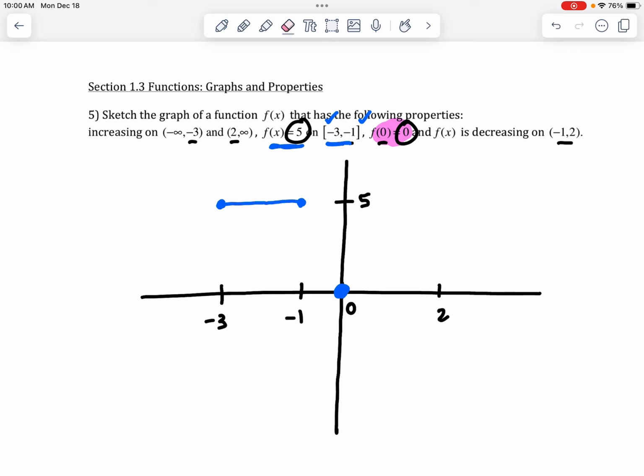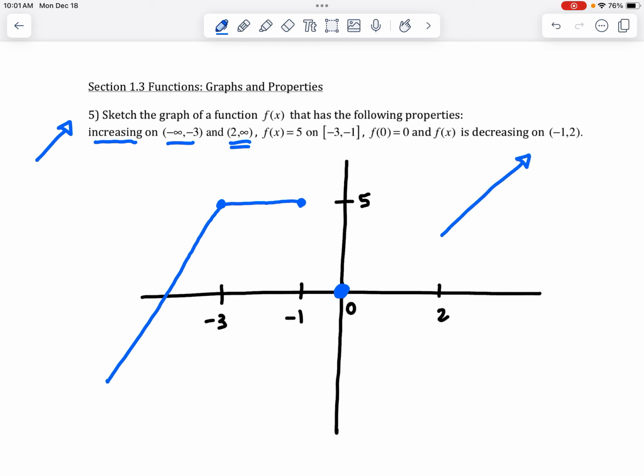All right, now I've sort of marked up. Let me clean this up a little bit. What else is going on? So one thing is it says that it's increasing, which means going up from -infinity to -3. So that means it's going up like this until it gets to the -3. Okay, that part's done. It's also going up from 2 to infinity. I'm not exactly sure where to put that, but from 2 to infinity, it's also going up.